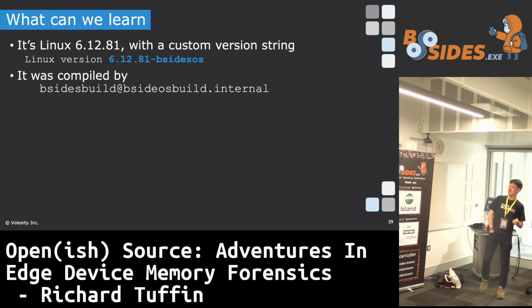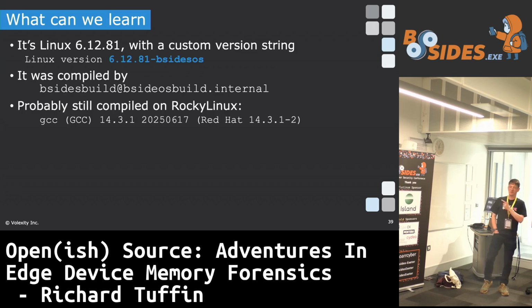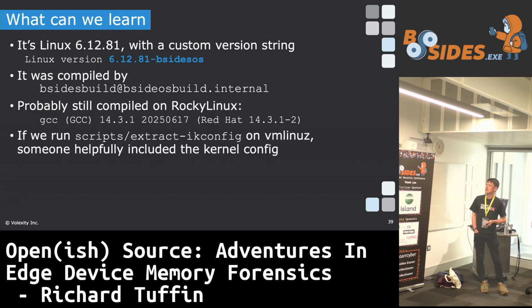It was compiled by bsidesbuild at bsidesosbuild.internal, so probably something to do with the conference. Still compiled on Rocky Linux. And if we go and run, there's a script in the Linux kernel source called extract-ikconfig. That gives me the kernel config, so that tells me how they configured it. So that was nice of somebody.